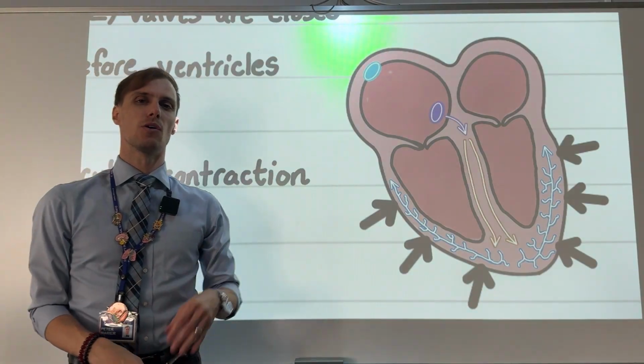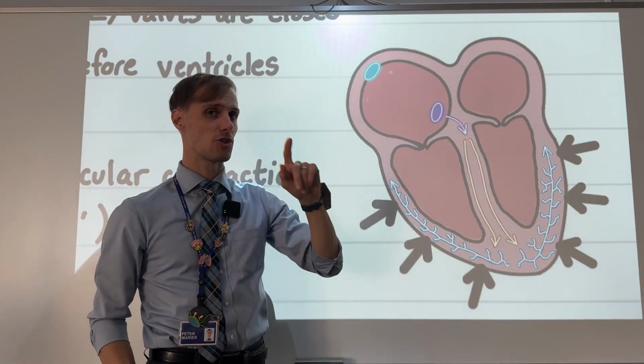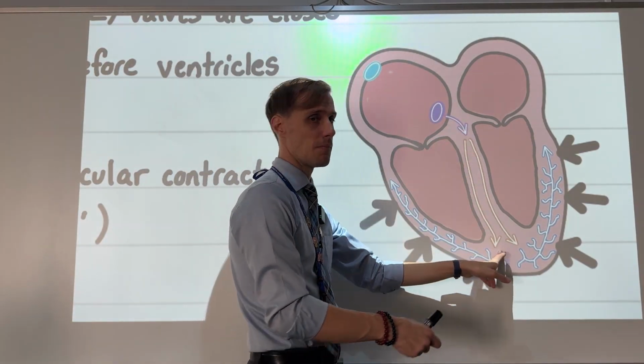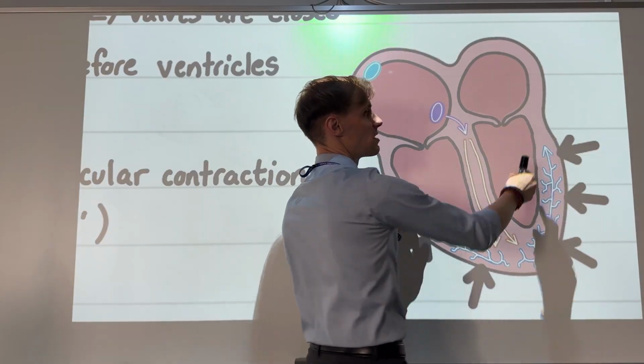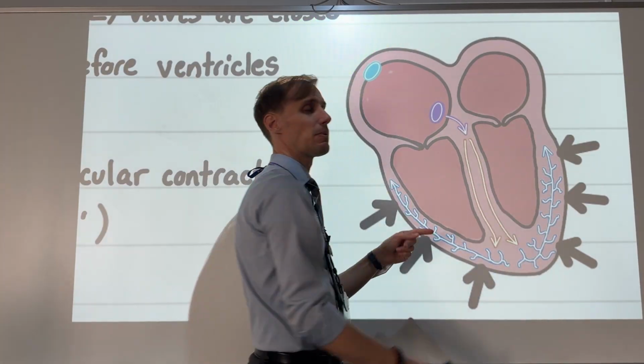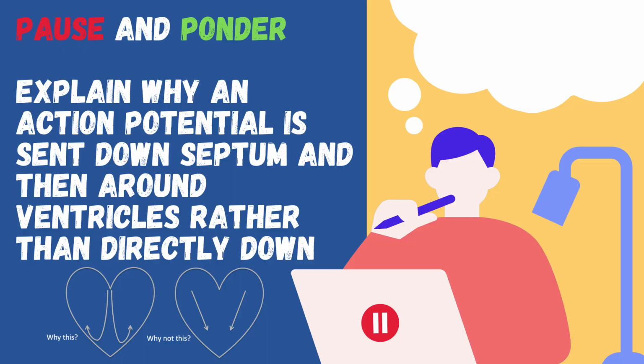The question is why? Why is the action potential sent down the septum and then outwards around through these fibers called Purkinje fibers? Explain the reason for this.